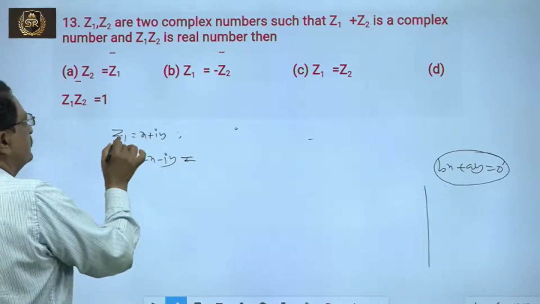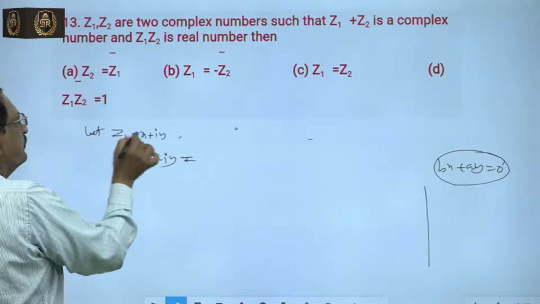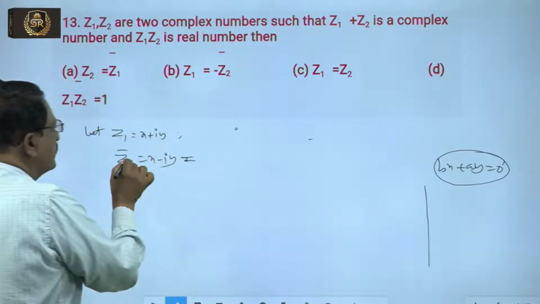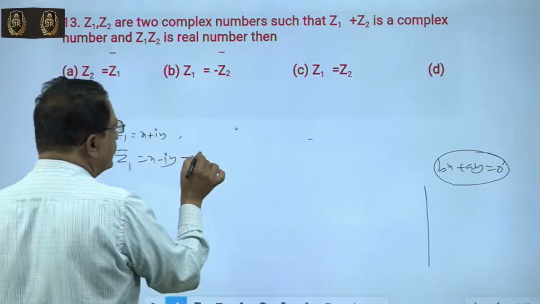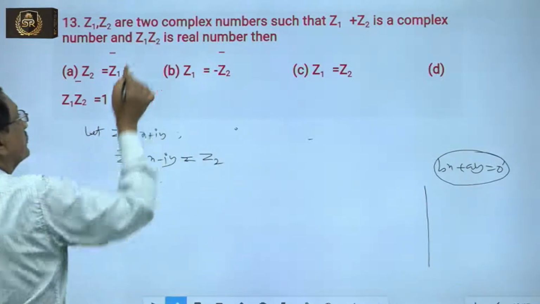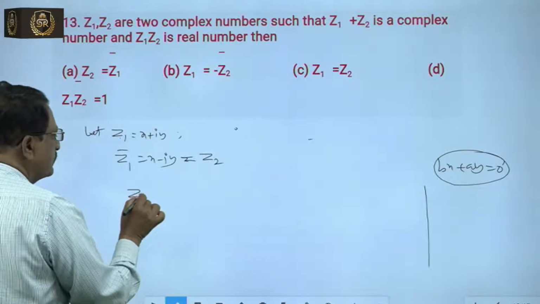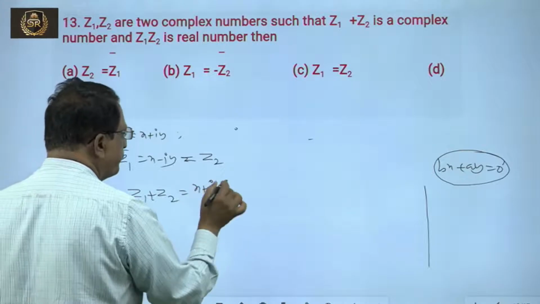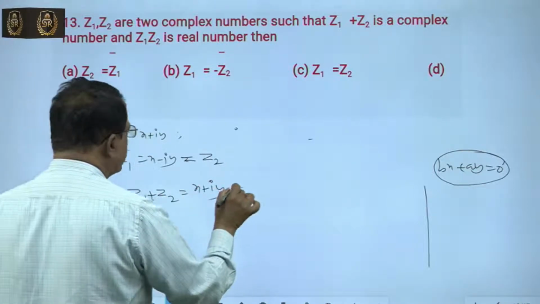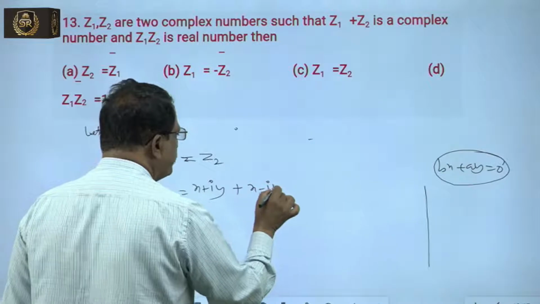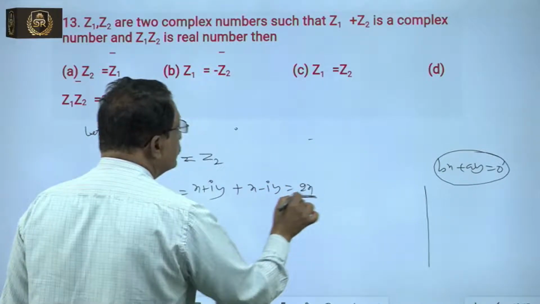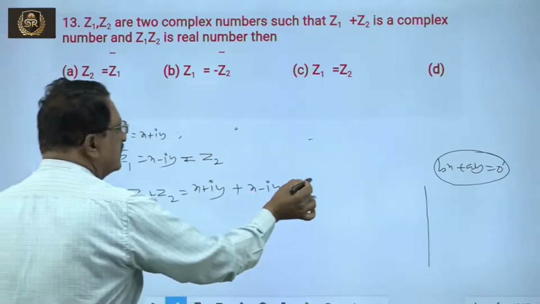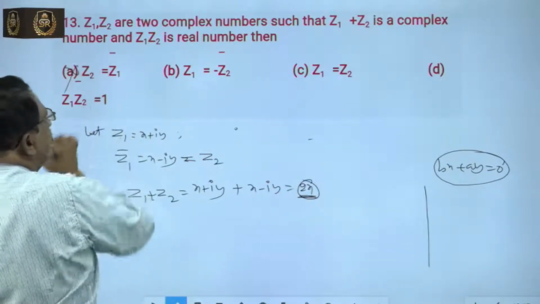Take the first option. Let Z1 equal x plus iy, and Z1 bar equals Z2. Z1 bar, the conjugate, is x minus iy, equals Z2. Now see it, what is Z1 plus Z2? Z1 plus Z2 equals x plus iy plus x minus iy, that equals 2x, but it is only real. So here Z1 plus Z2 is supposed to be a complex number, but it is a real number. Therefore, the first option is wrong.